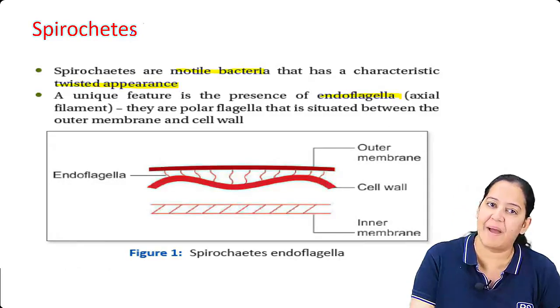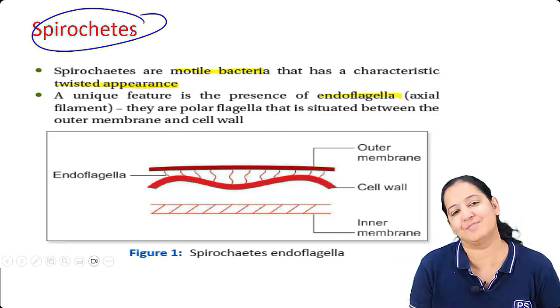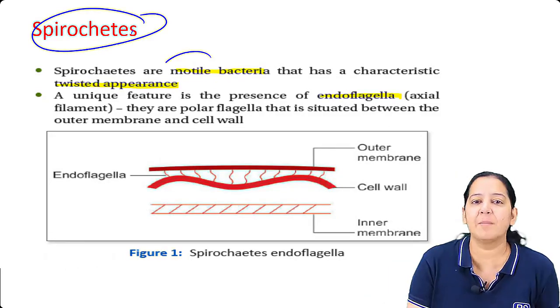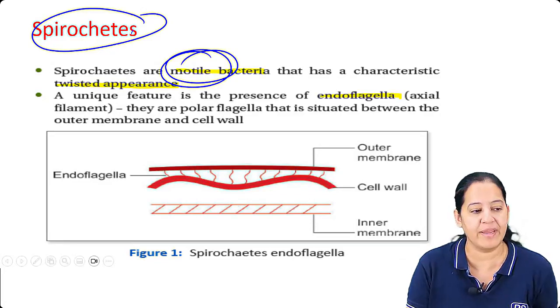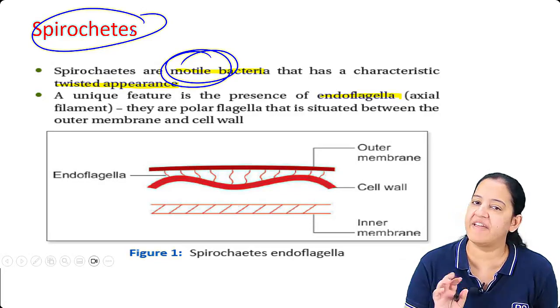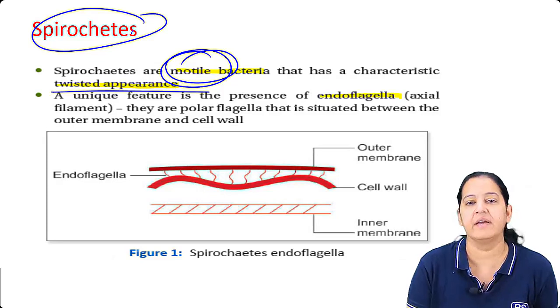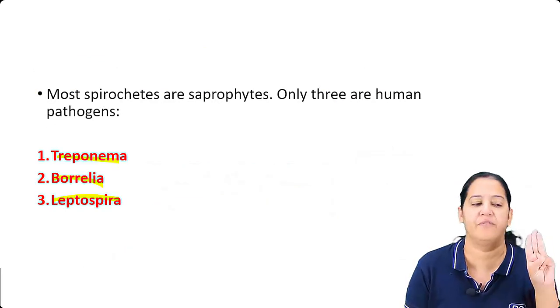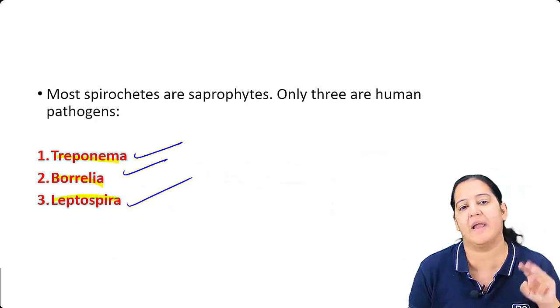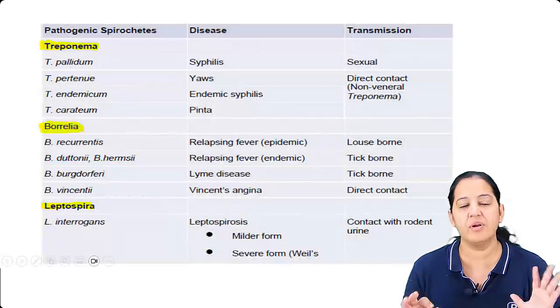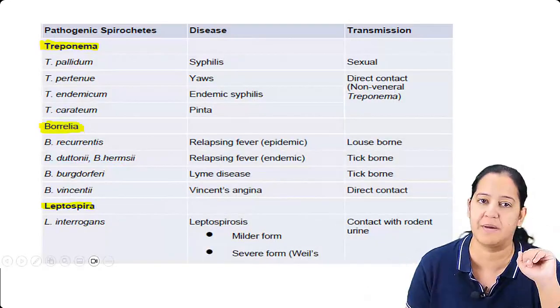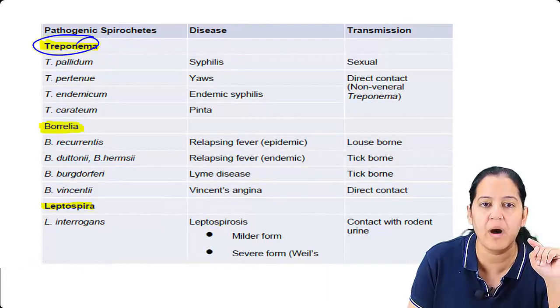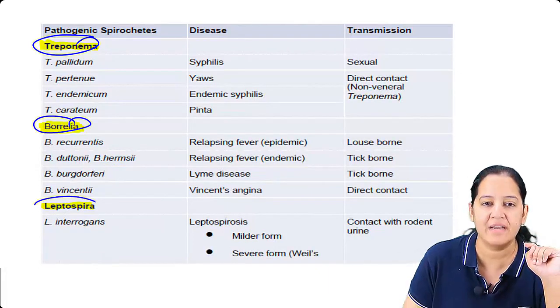Coming to the last bacteria, finally, it's the spirochete. Spirochetes are motile bacteria. They are very thin, like a thread. There are three types of spirochetes: Treponema, Borrelia, and Leptospira. You have to learn the species and the diseases caused by them. So Treponema, Borrelia, and Leptospira.